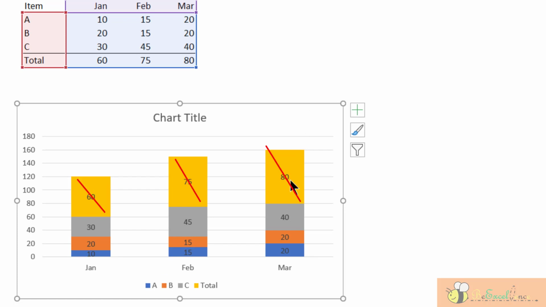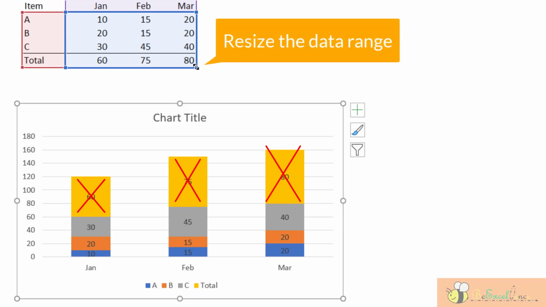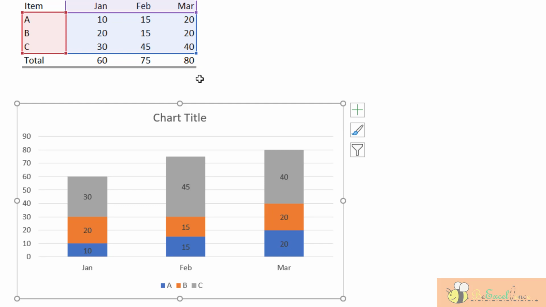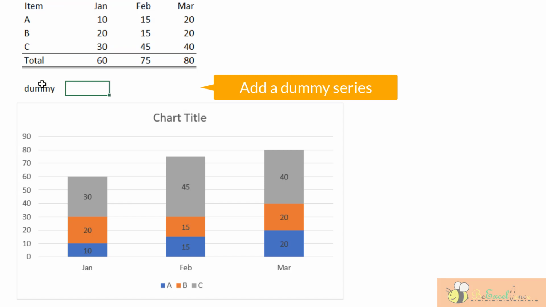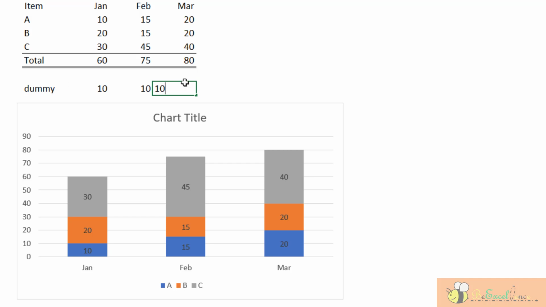As we said before, we do not want the total to be part of the stack columns. We can just resize the data range to exclude the total. It is looking good. The next step is to add the data label for total. To do that, we need a dummy series. Let's create a dummy series like this, with all the dummy values 10.